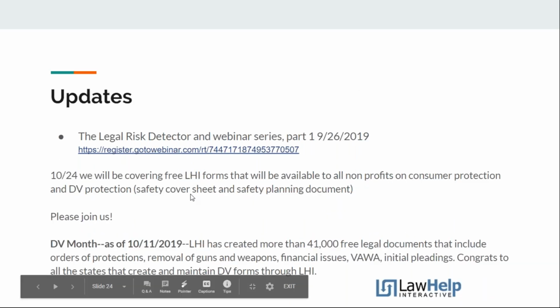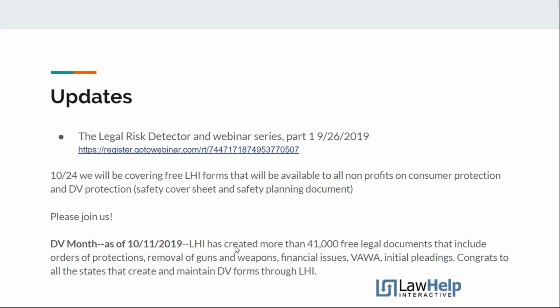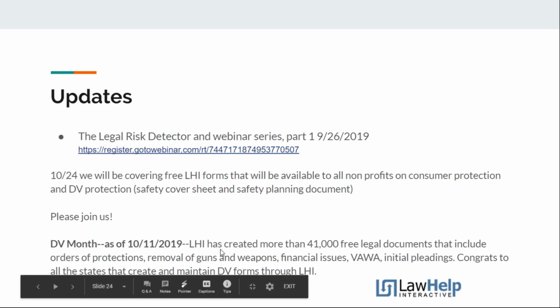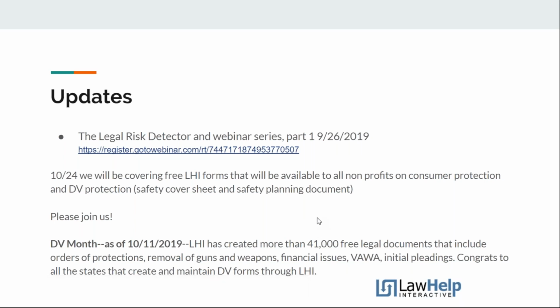And I wanted to flag that it's DV month, and I did a run on LHI, and we have done 41,000 domestic violence related documents through October 11th, and that included weapons orders, initial complaints, and financial issues per the NIMSI codes. So congratulations to all of the partners that are using LHI to help victims of violence.